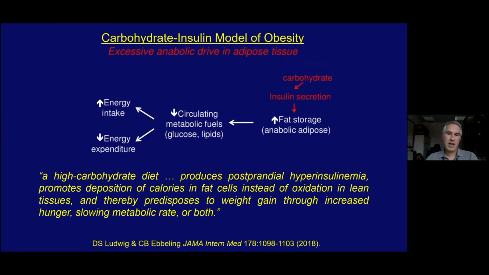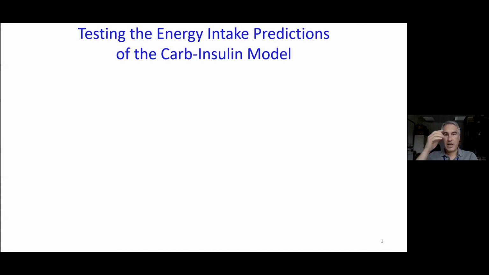And one of the nice things about any sort of scientific model is that you can design experimental tests of the model. And so we recently designed a test of this model where we compared two diets that had very different carbohydrate levels, and it resulted in very different insulin secretion. I'll show you that, and that has some predictable effects on, for example, energy intake and energy expenditure. So let me share the design of this study.